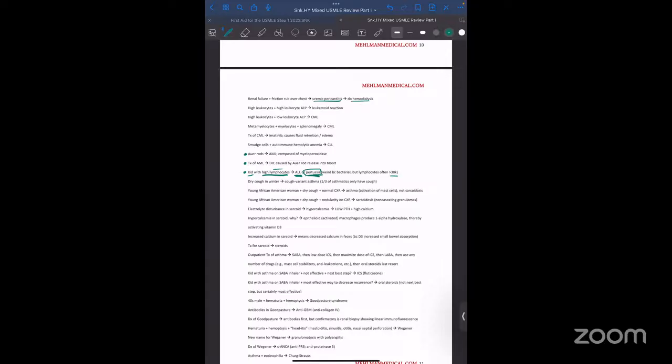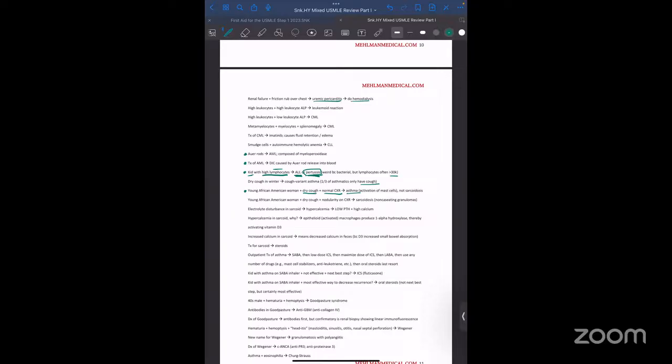Dry cough in winter, cough variant asthma. One third of asthmatics only have cough. Young African American women plus dry cough plus normal chest X-ray: asthma, not sarcoidosis. Dry cough with normal chest X-ray, because for sarcoid we're looking at hilar enlargement. So even an African American woman with a dry cough and a normal chest X-ray, think asthma.